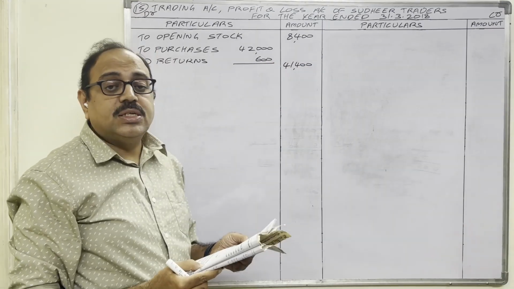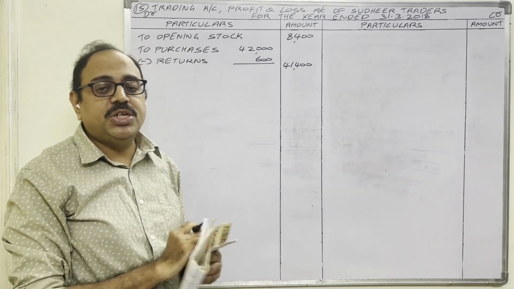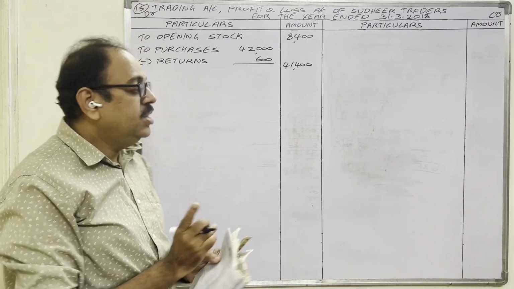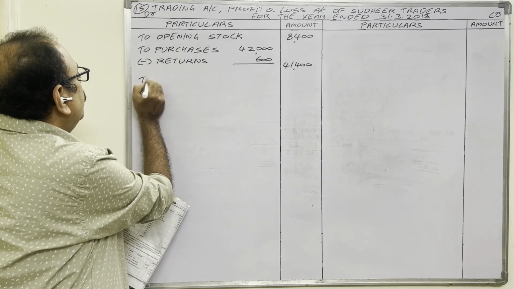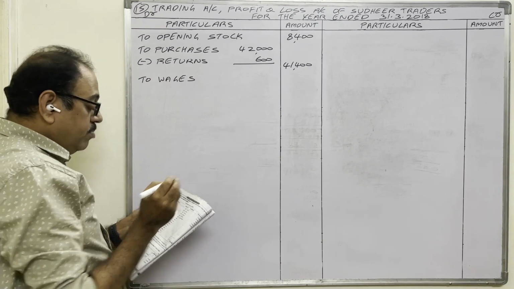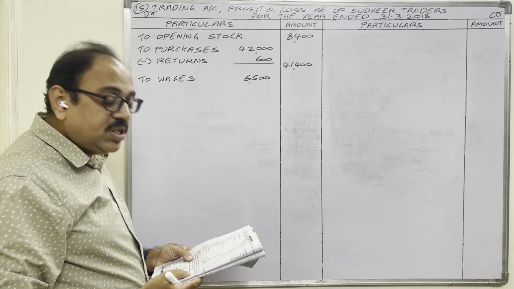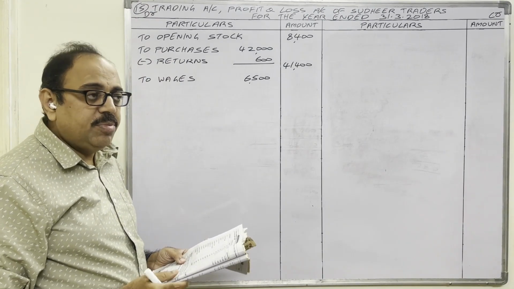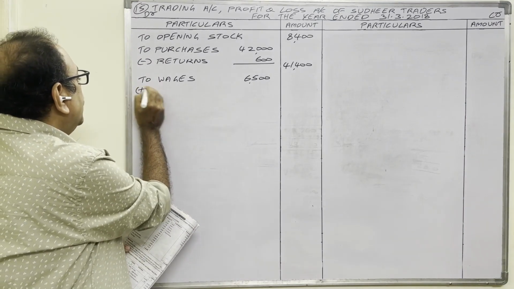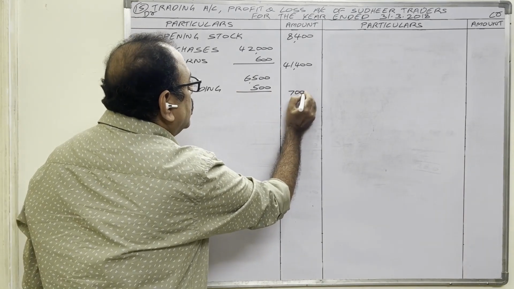Next, wages. Wages we pay to workers. They work in the factory. They manufacture goods. This is manufacture related expenditure, direct expenditure, debit side. To wages. Adjustment is given, therefore the amount in the inner column, 6,500. Adjustment number 3: outstanding wages 500. Outstanding means we have to pay, therefore we should add, plus outstanding 500. Total in the outer column, 7,000 rupees.